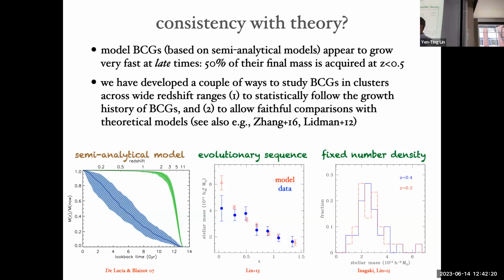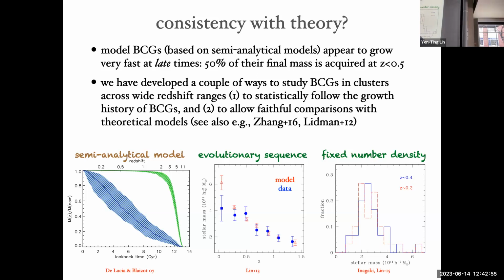To test theoretical predictions, we have devised several ways to study the BCG stellar mass growth history. For example, in this middle panel, we have constructed cluster samples in such a way that the low-z clusters can be regarded as the descendants of the high-z clusters in a statistical fashion. By that, I mean the properties of the low-z clusters should be similar to the descendants of the high-z clusters in our sample.